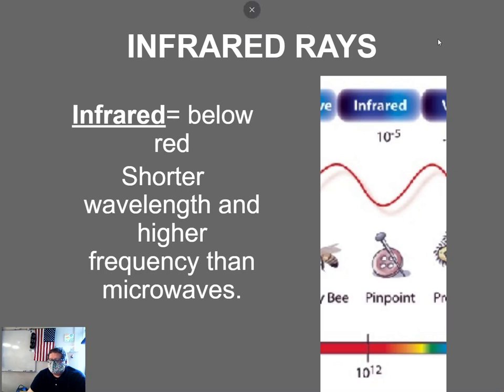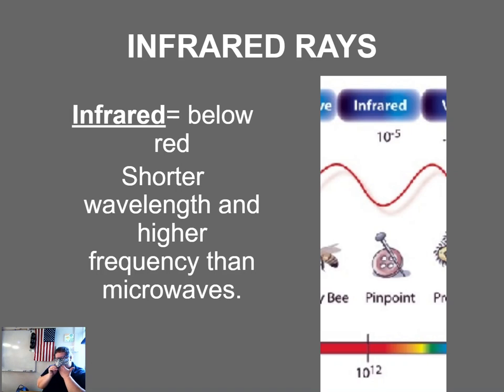Up next, we have infrared. By the way, that prefix infra means below. So this is below red. The way they were discovered was, you probably know that one of the first people to use a prism to break up visible light was Isaac Newton. He took white light, passed it through a prism, and he got the rainbow, the spectrum that we see of visible light. He wondered if there was anything to the left of the red light.